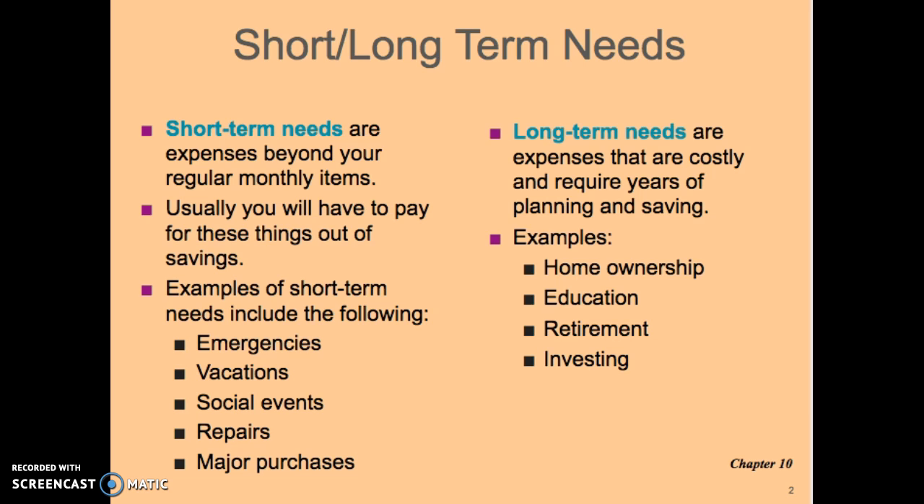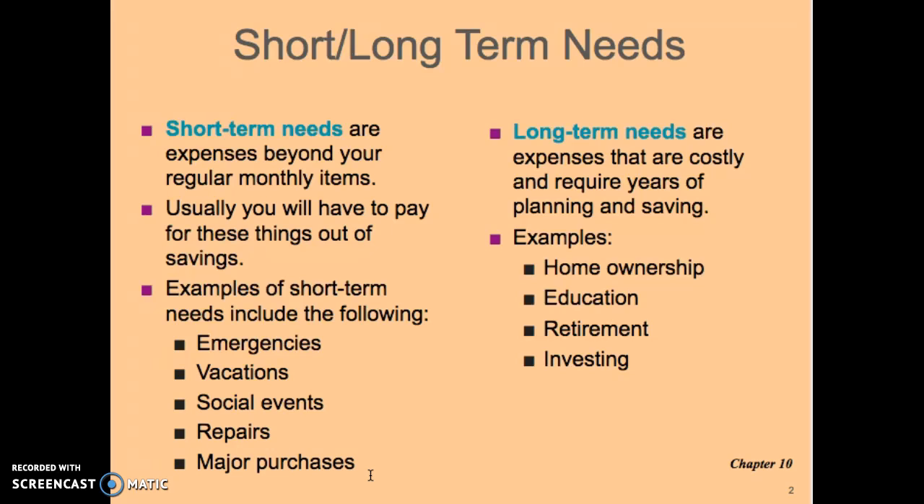I think that short-term needs are something that most people your age can really relate to. Usually you have to pay for things out of your savings at this point, so if you are making an allowance or an hourly wage, that's probably covering anything with emergencies, spending on vacations, social events, car repairs, and certainly any major purchases that you're interested in making.